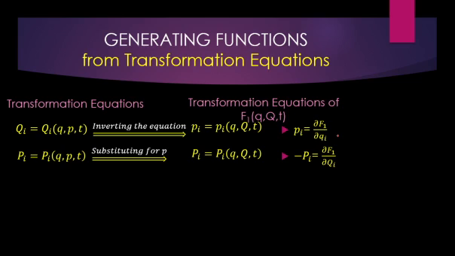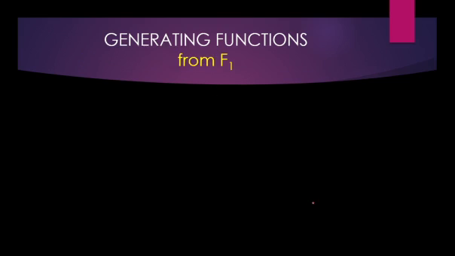So now, just by integrating these two equations you will get back f1. So starting from a transformation equation, we can reach the corresponding generating function. Okay. Now let us obtain the other generating functions, that is f2, f3 and f4, from f1.